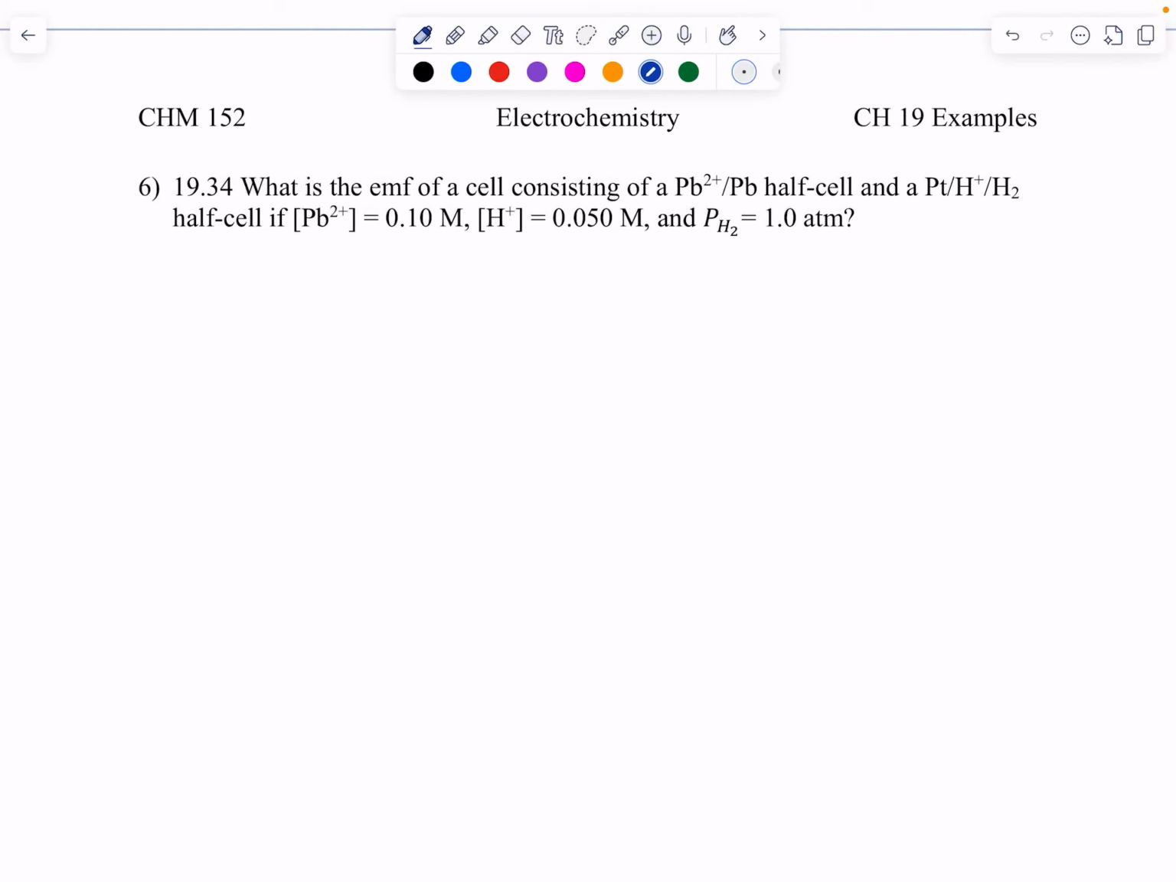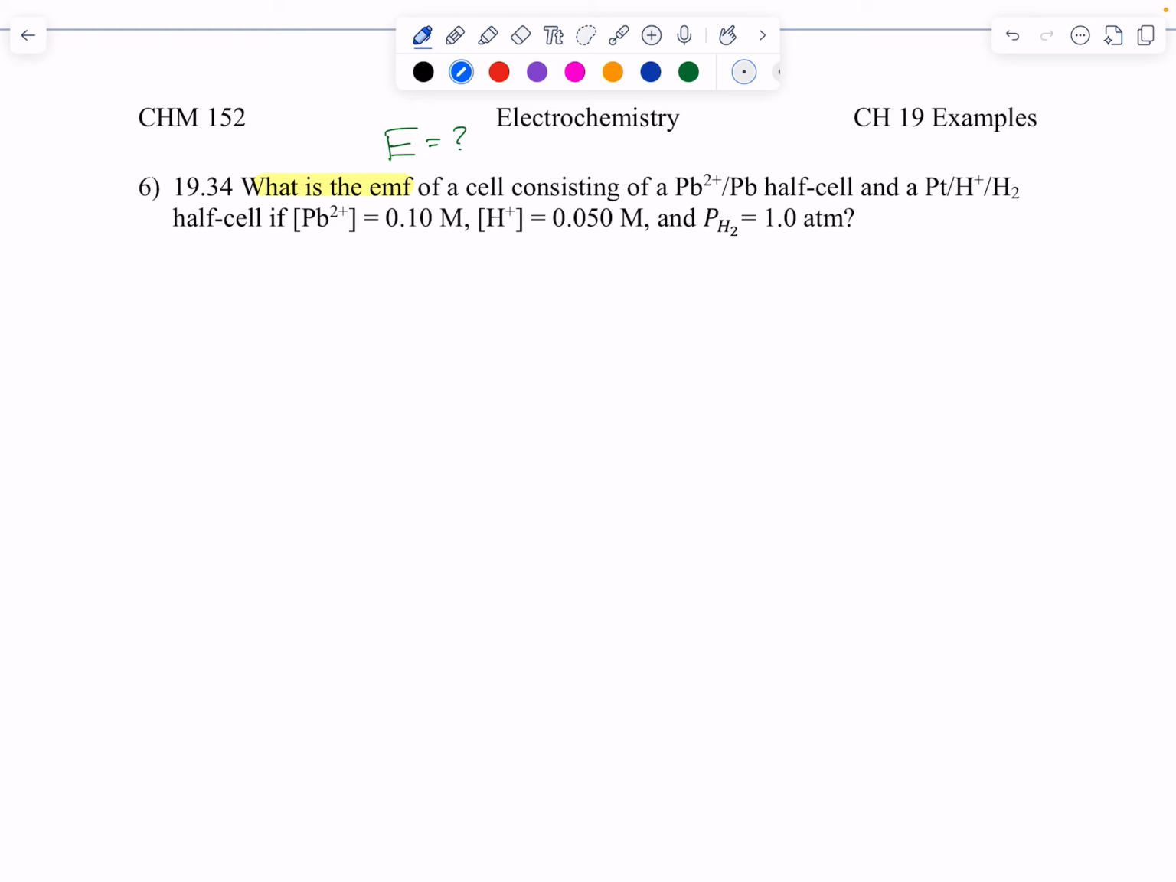Number 6. What is the EMF? We're looking for not E standard, E. E equals the EMF of a cell. We got lead 2+ going to lead and H+ going to H2. Okay, so which one's which? We have to look these up.